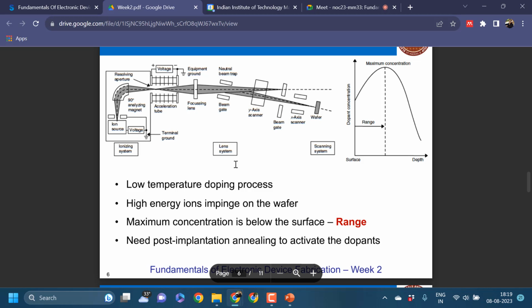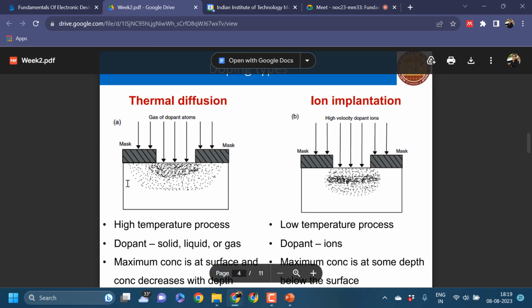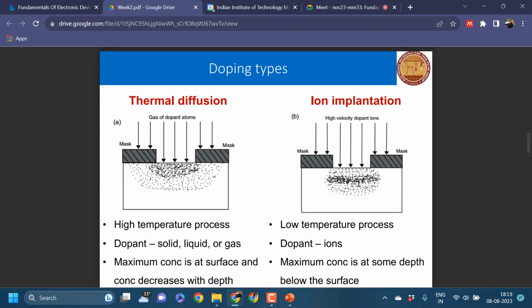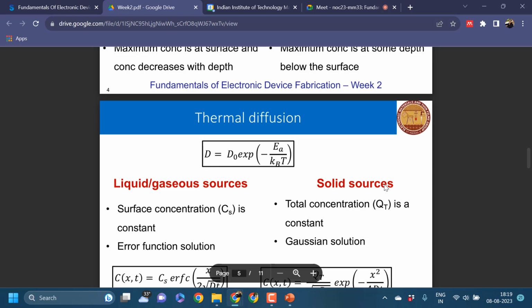So things to note: in thermal diffusion, solid sources will be following a Gaussian distribution kind of solution, and liquid or gaseous sources will be following an error function solution. In thermal diffusion, maximum concentration will be at the surface and there will be a large amount of lateral spread. In ion implantation, maximum concentration will be at a certain depth, and that depth is known as the range. And ion implantation requires post-implantation annealing as well.